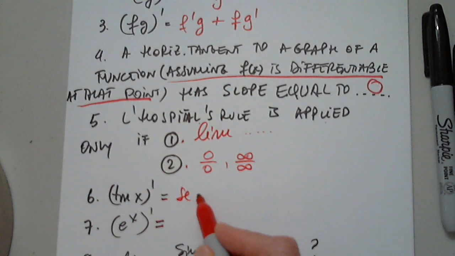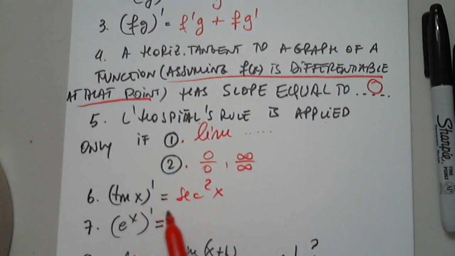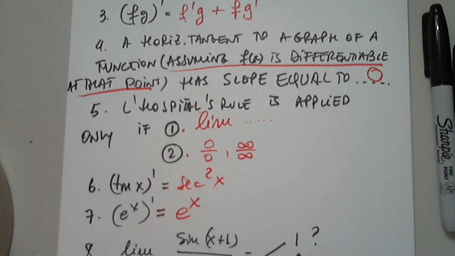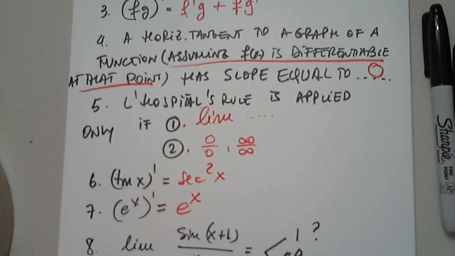Tangent prime. Secant squared of x. Excellent. And e to the x prime. E to the x. Awesome. The limit of sine of x plus 1 over x plus 1 when x approaches 3, is it 1 or not 1?